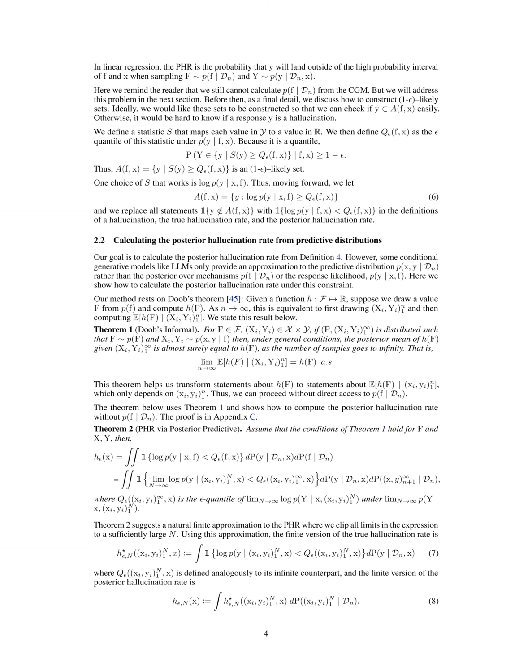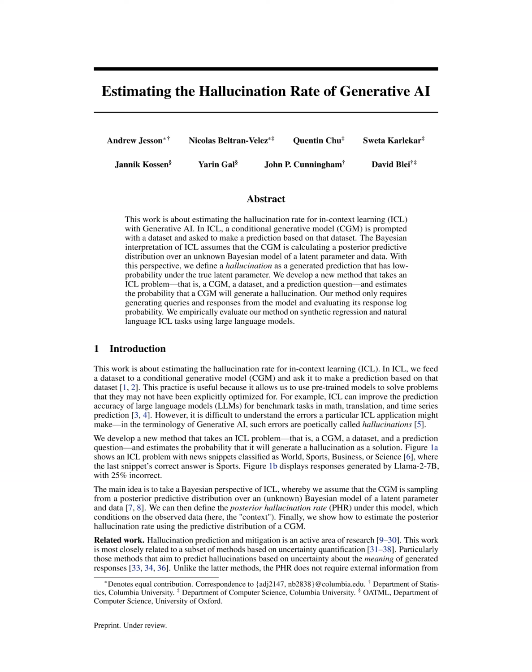1. Introduction and background. The paper focuses on estimating the hallucination rate for in-context learning, ICL, using conditional generative models, CGMs. ICL involves feeding a dataset to a CGM and asking it to make predictions based on that dataset. The goal is to improve prediction accuracy for various tasks using pre-trained models.